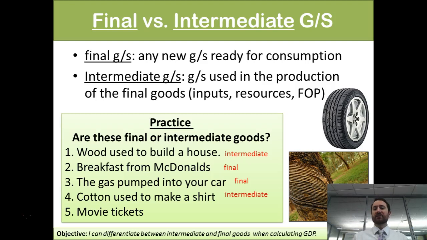But cotton used to make a shirt, that will be an intermediate good. It's an input used in the production of a shirt. And movie tickets will be final as long as you consume them. You can't use those to make something else. Okay, so know the difference between final, intermediate goods and services.